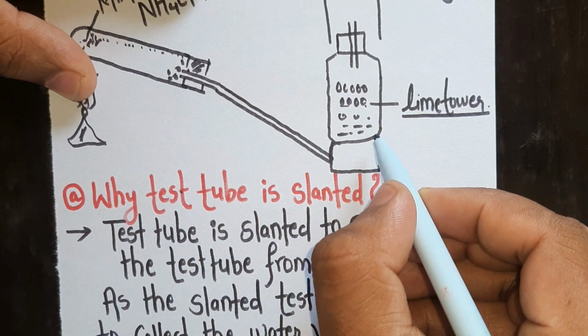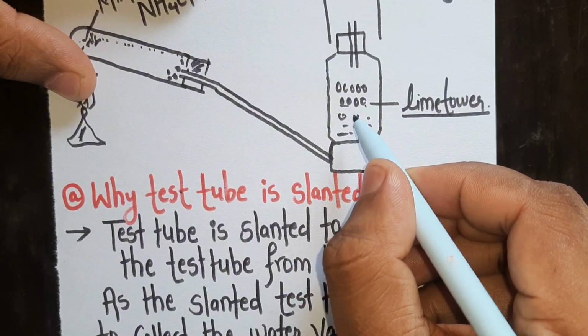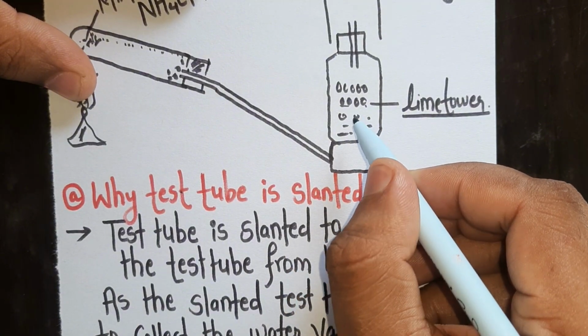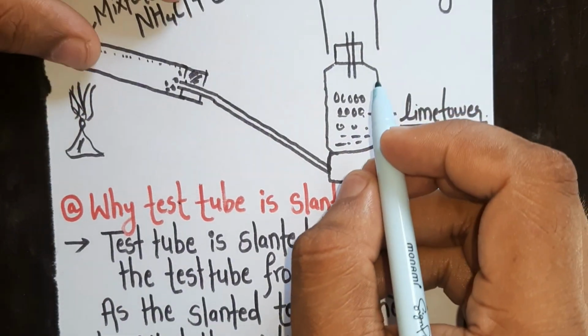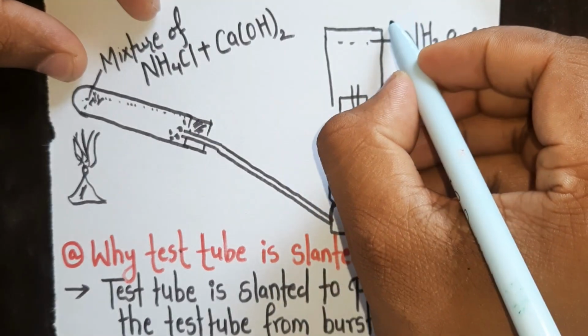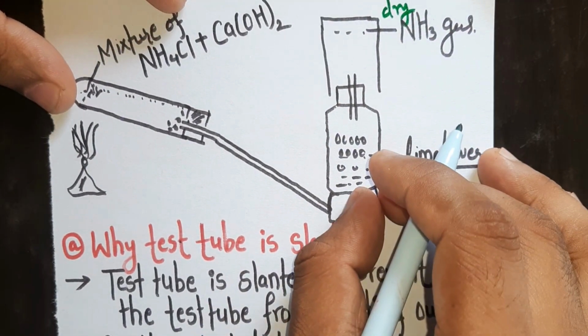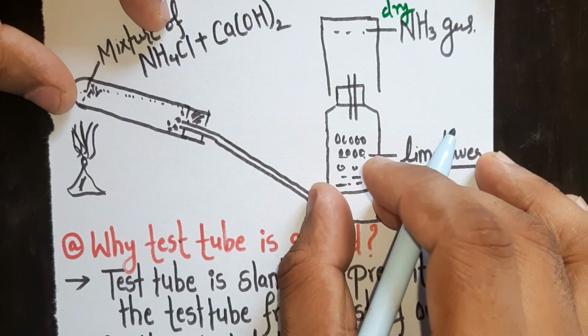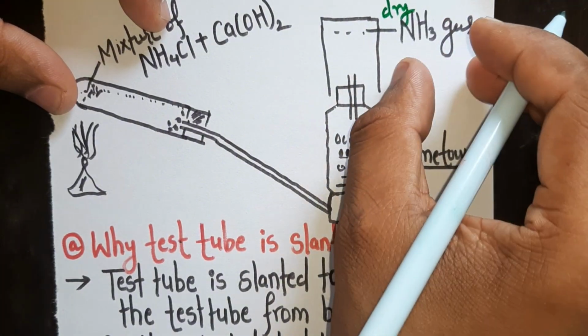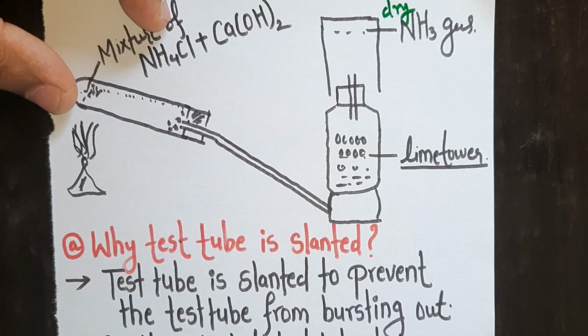In this condition, if the water vapor is not absorbed by the lime tower, we will not be able to collect the what? Dry ammonia gas. So the primary function of this lime tower is to absorb the moisture from the ammonia gas and help us to obtain the dry ammonia gas. Okay, the primary function is that.